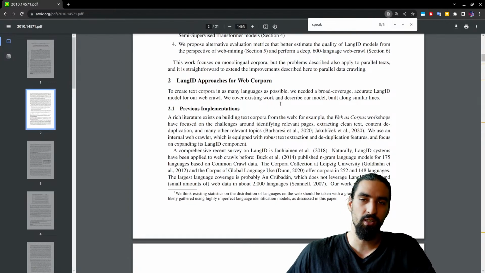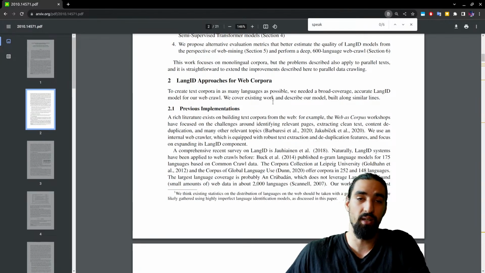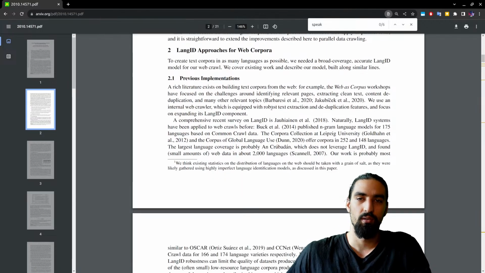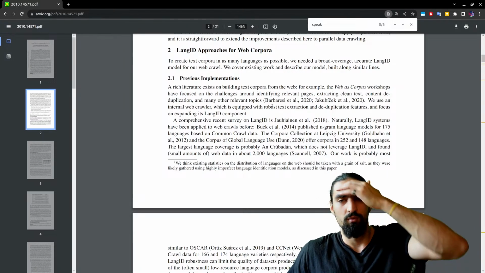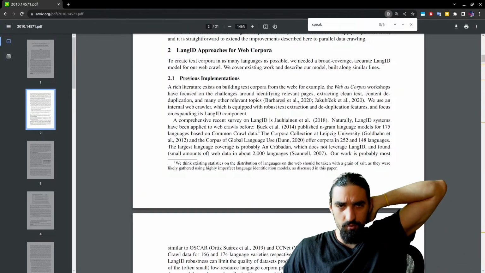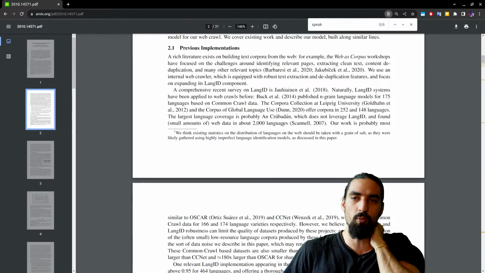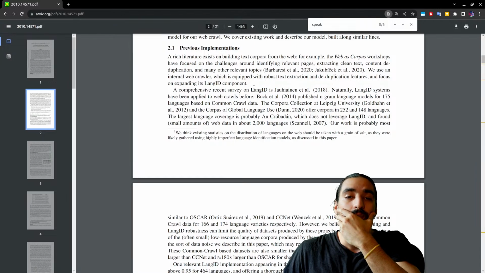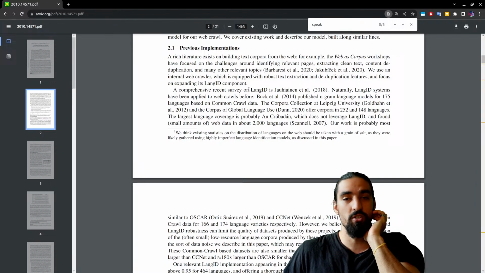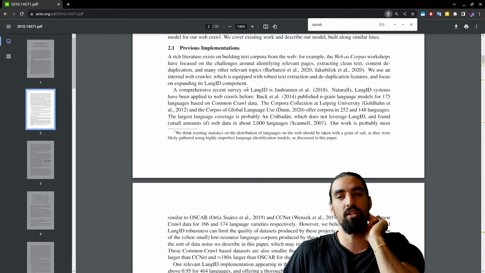Okay, it focuses on monolingual, but the problems described also apply to parallel texts. And it is also straightforward to extend the improvements described here to parallel data crawling. Okay, previous implementations. A rich literature exists on building text corpora from the web. We use an internal web crawler, which is equipped with robust text extraction and deduplication features, and focus on expanding its LangID component.